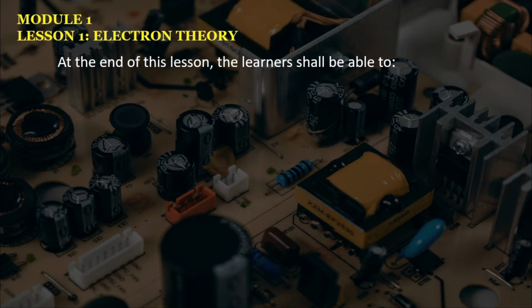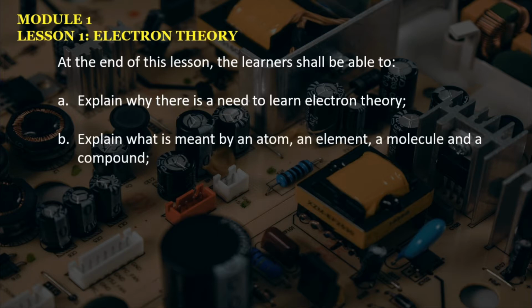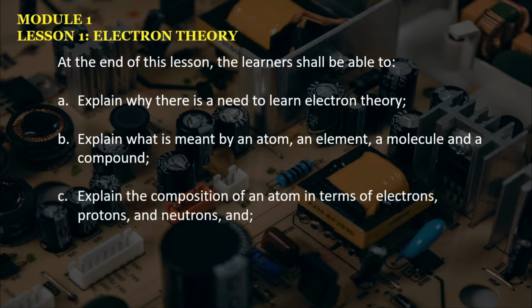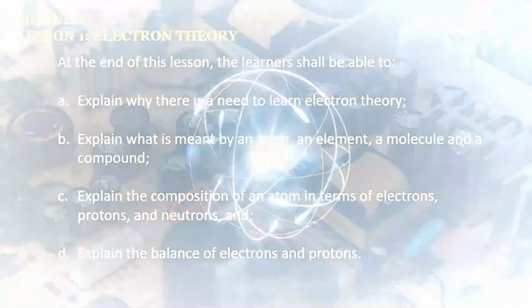In this first lesson, the student shall be able to explain why there is a need to learn electron theory. Next is to explain what is meant by an atom, an element, a molecule, and a compound. Next is to explain the composition of an atom in terms of electrons, protons, and neutrons. And lastly, explain the balance of electrons and protons. So if this interests you, please keep on watching.